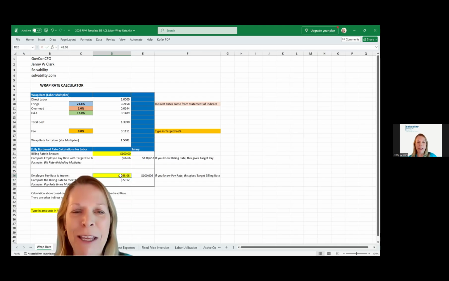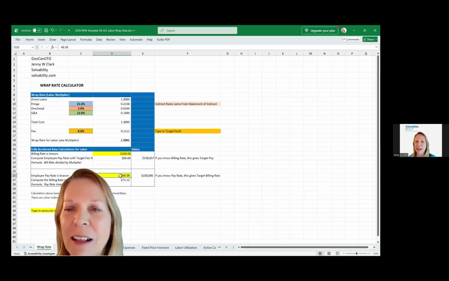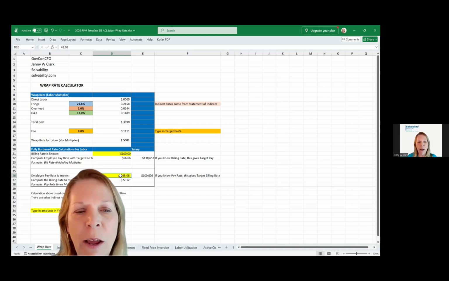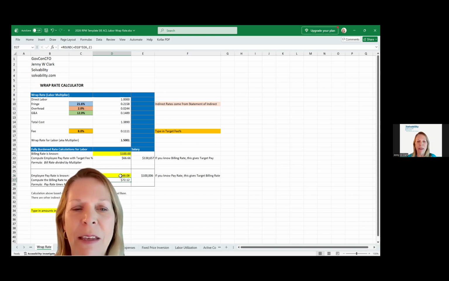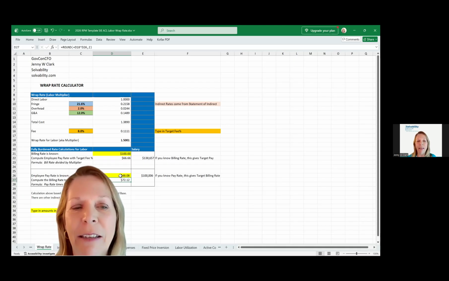There we go. That's close. $48.08 per hour is about $100,000 a year. That's what I'm going to pay the employee. And so what I want to find out from that is, if I need to cover all of my cost and that 8% target fee, my billing rate for that labor category, that position, needs to be at least $72.12 an hour.